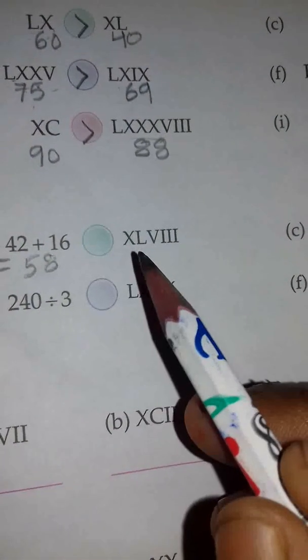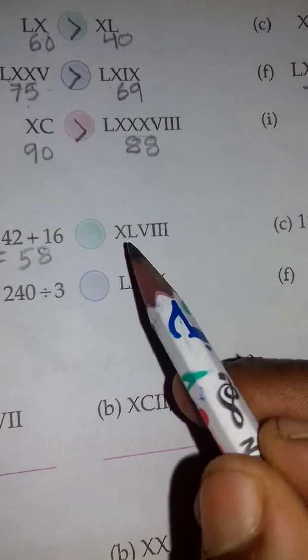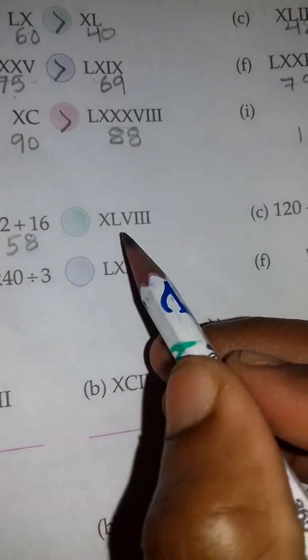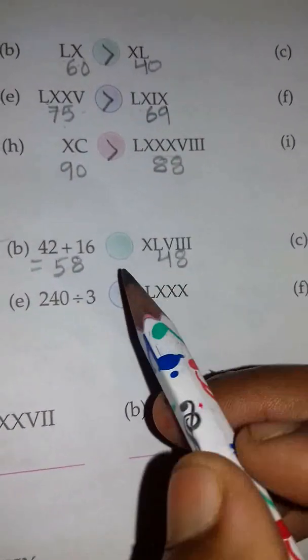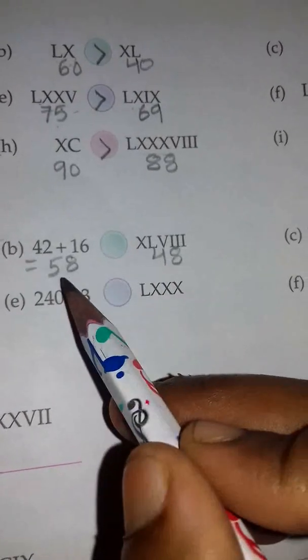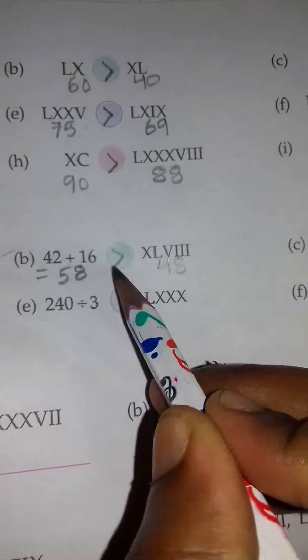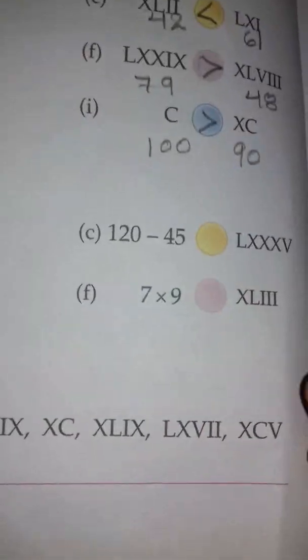Now on the other hand it is given in Roman numerals, XLVIII. XL as we know is 40, and V and 3 times I means 8. So it comes 48. So now you can tell me which one is greater, 58 or 48? Very good, 58. 42 plus 16.